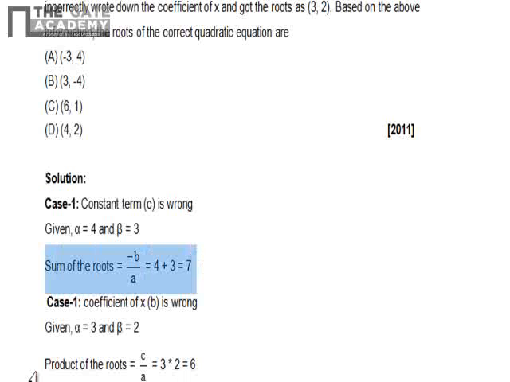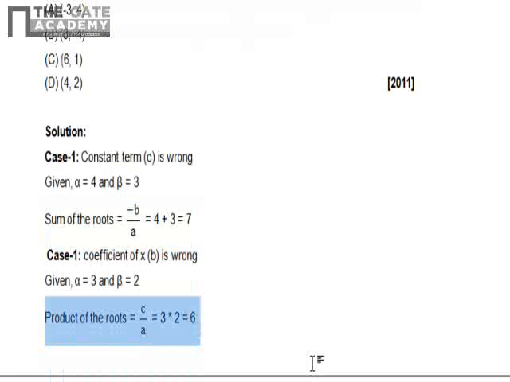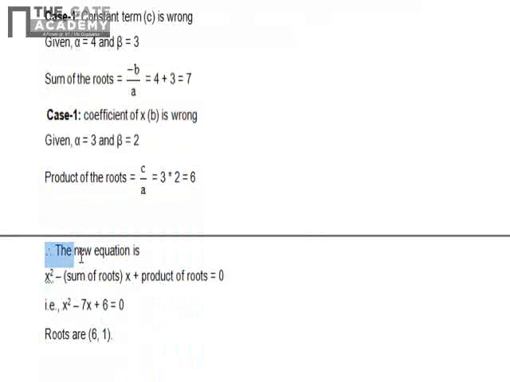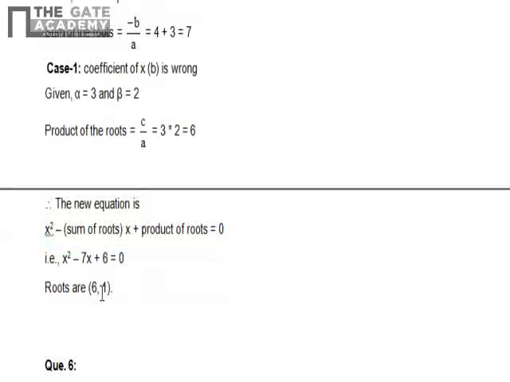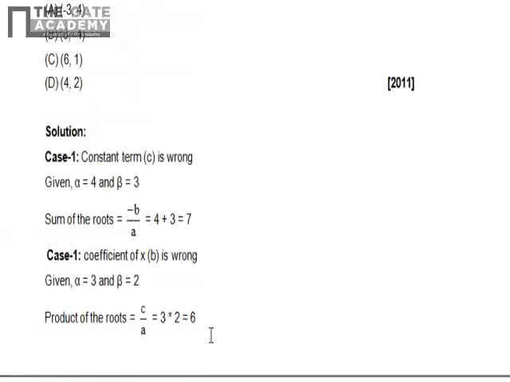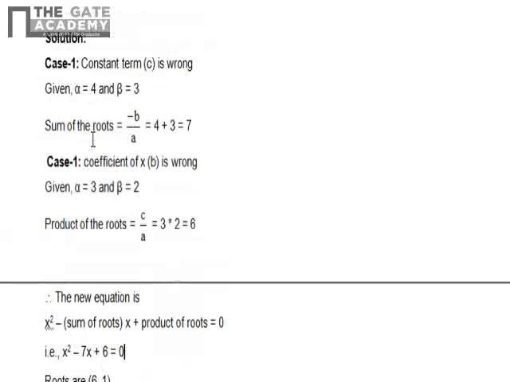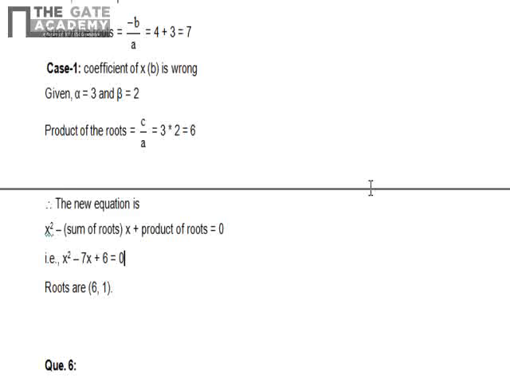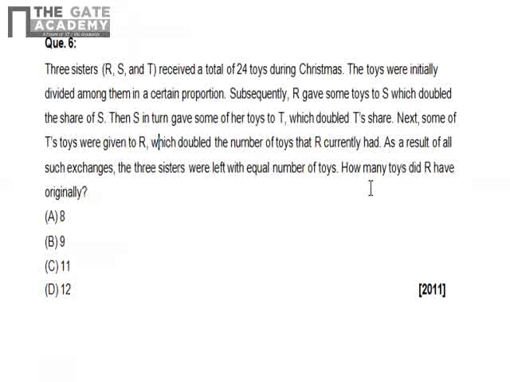Now the sum of the roots is 7 and the product of the roots is 6. So you can form the equation. The new equation is x square minus (sum of the roots) x plus product of the roots, which is x square minus 7x plus 6 equal to 0. So the roots are 6 and 1. You can solve this by any of the techniques which I have told you earlier. Okay, so option C is the right option.